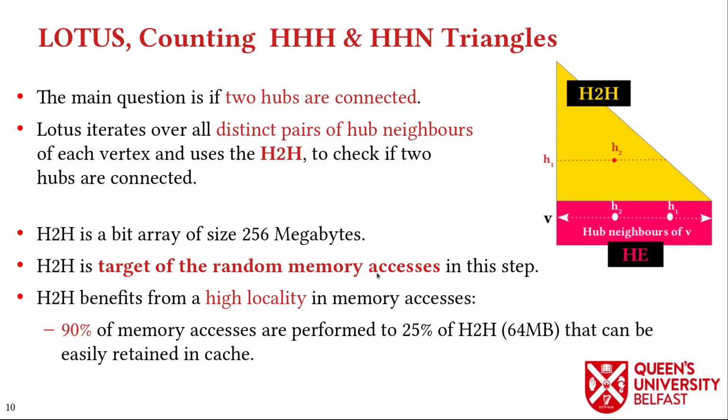In counting triple H and HHN triangles, the main question is if two hops are connected. LOTUS iterates over all distinct pairs of hop neighbors of each vertex and uses the H2H bit array to check if two hops are connected. H2H has a size of 256 megabytes, and 90% of memory accesses are concentrated to 25% of H2H that can be easily maintained by the cache.